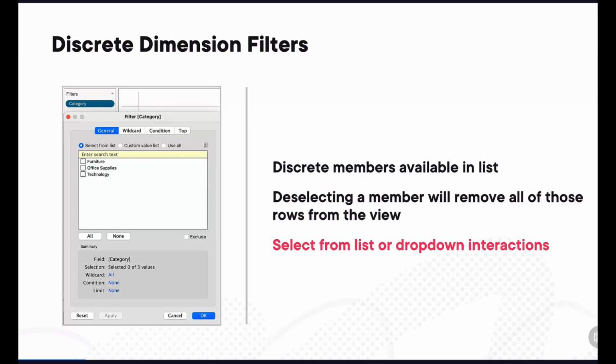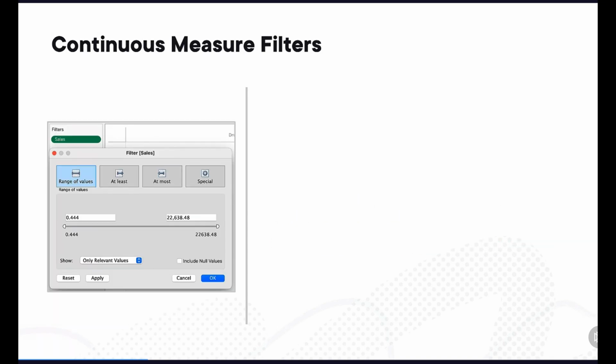Usually, these filters will utilize a select from list interaction if you have just a few members, or a drop-down interaction if you have a lot of members. These drop-downs can be configured to be single or multi-select. It is possible to use a slider, but that is a little wonky unless the members of your dimension are ordered like a year.